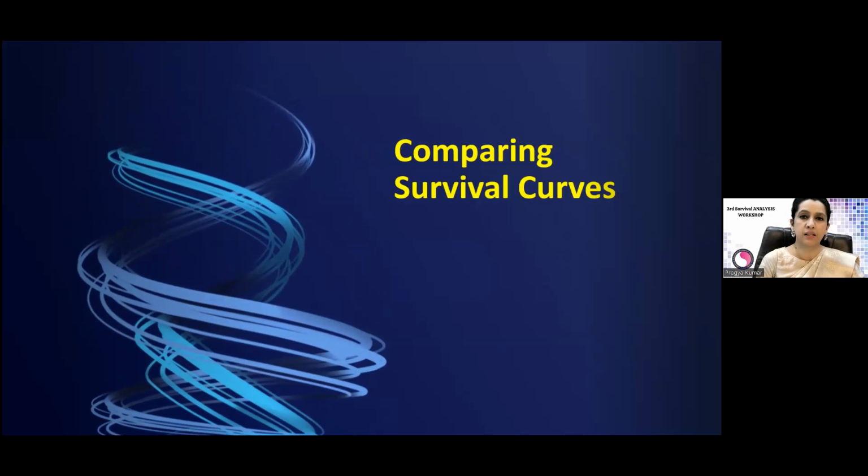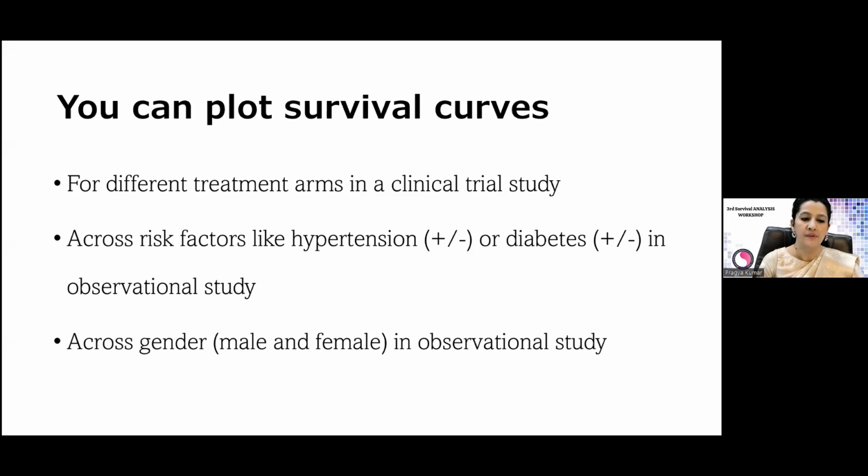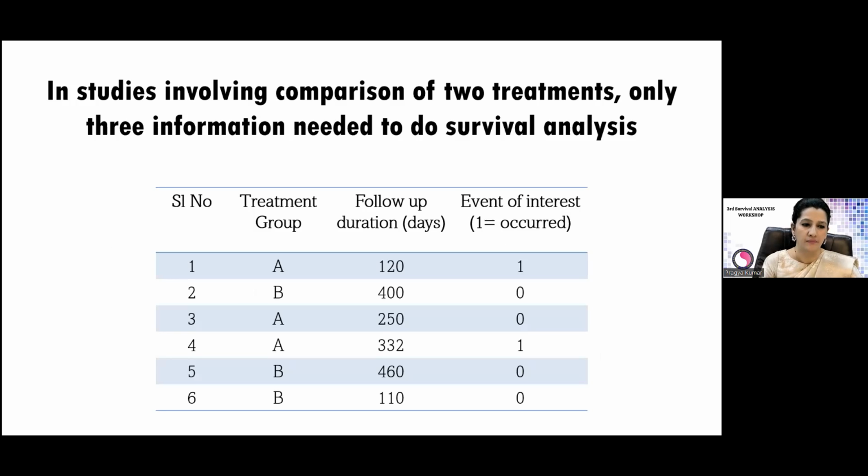And in this Kaplan-Meier, you can compare the survival curve. You can compare the survival curve with different arms, like if you have got treatment arm A and treatment arm B. And if you want to see, like yesterday we were seeing the control of blood pressure. So you can see in how many people there was a blood pressure control. So you can have like 2 components. Again, you can study this across any risk factor like presence or absence of diabetes or hypertension, or across gender.